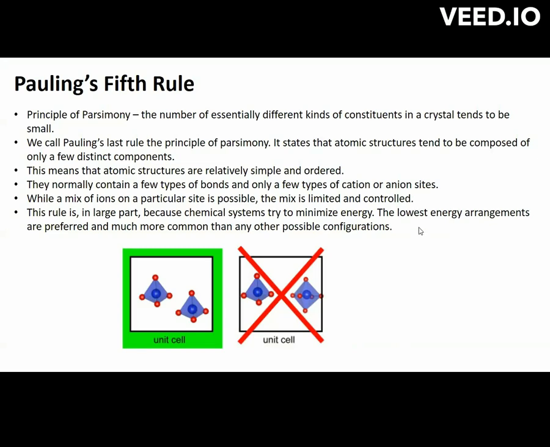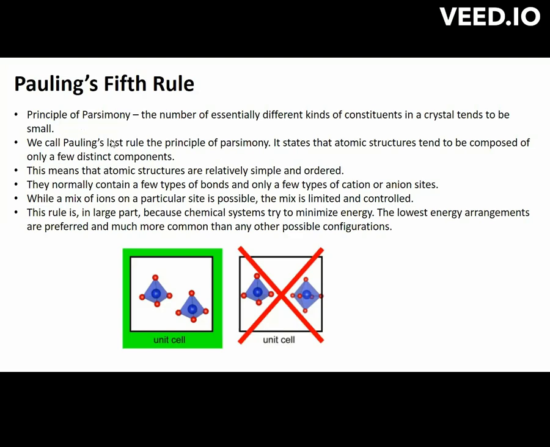Why? Because when crystals have the lowest energy arrangement, it means we're going to have a more common configuration. Which is why we say the lowest energy arrangements are preferred and much more common than any other possible configuration, because we're saving energy, and because they are common, they are doable. So which is why we say different kinds of constituents in a crystal tend to be small.